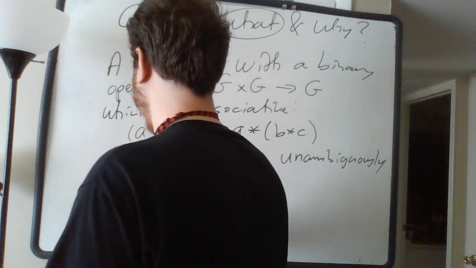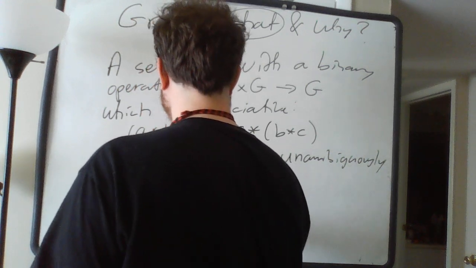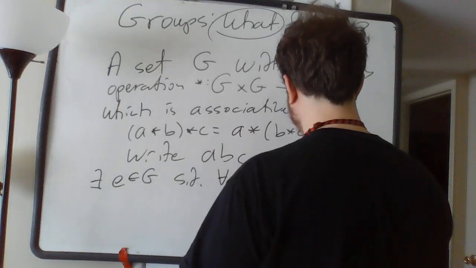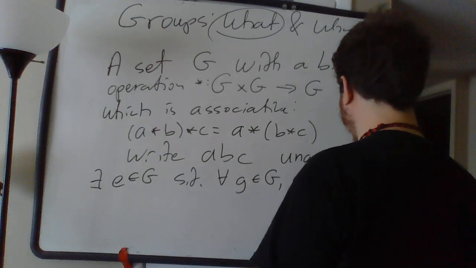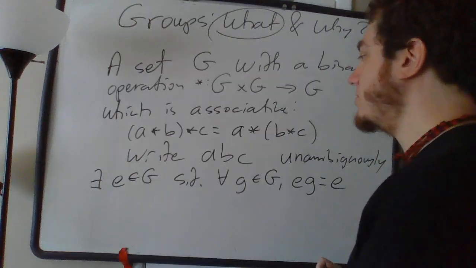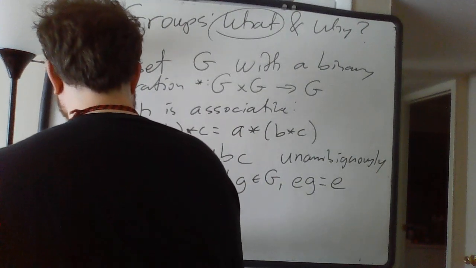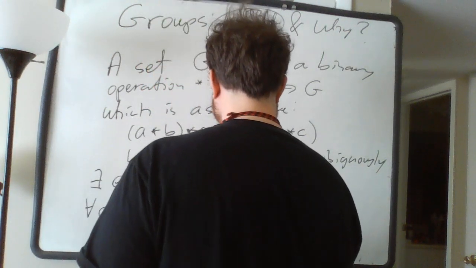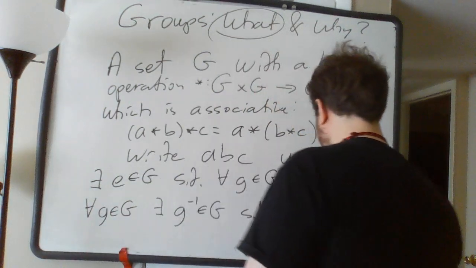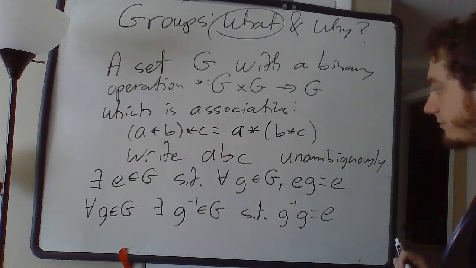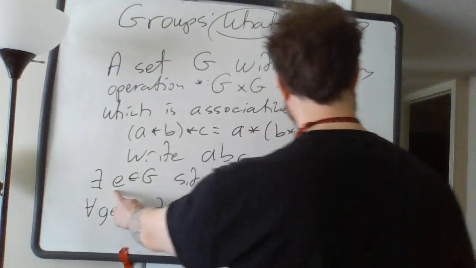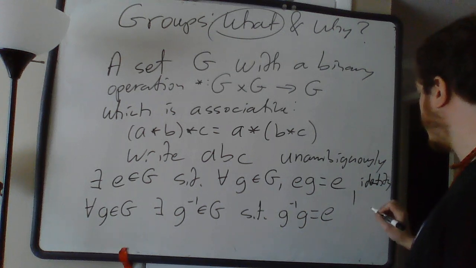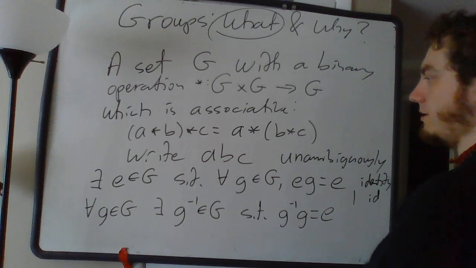We say there exists an element E in G such that for all little g in G, EG is equal to E. We also say that for all little g in G, there exists a g inverse in G, such that g inverse g is equal to E. This E is called the identity of the group G. And sometimes you'll see it written as 1, sometimes you'll see it written as ID, often it is written as E.